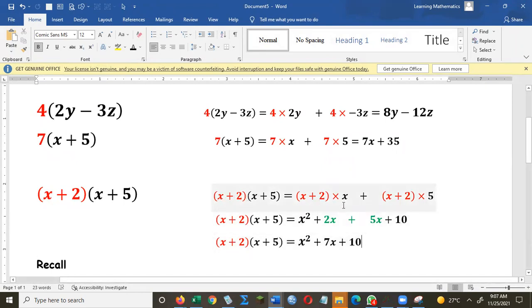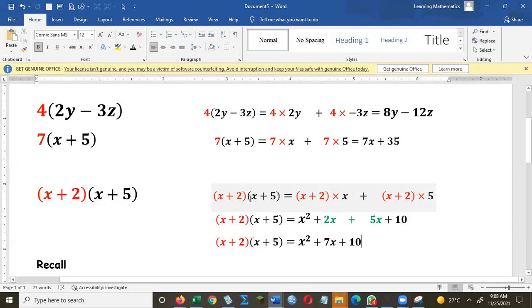x plus 2 times x and x plus 2 times 5. Now we still have some brackets to clear. We have 2 sets of brackets to clear. Here it is: x plus 2 in a bracket, that's 1 set of brackets, and x plus 5 in a bracket. So we have 2 sets of brackets to clear. In the first multiplication, we're going to clear the first set of brackets, the x plus 5.